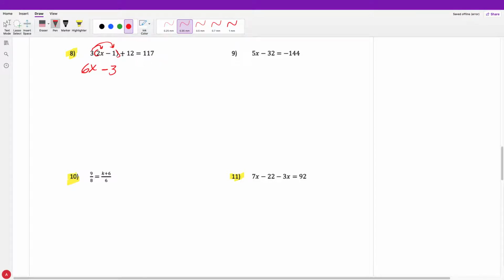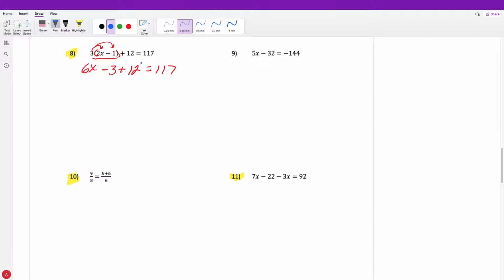117. So until we start feeling super comfortable with solving these, I'm going to suggest that we just perform all the calculations or computations that we can. So we're going to multiply it in first. So then after we multiply these two together, we get 6x minus 3. They're equal to each other. And then we still have plus 12 is equal to 117.